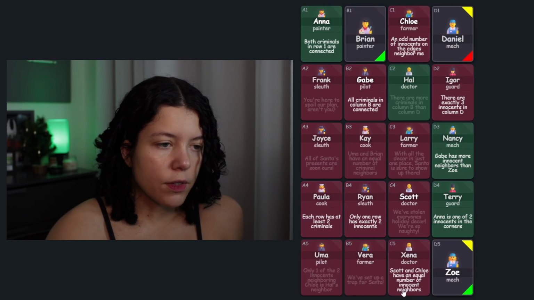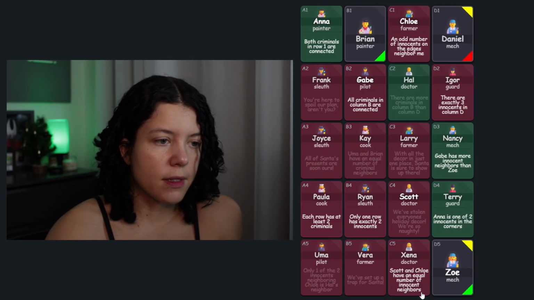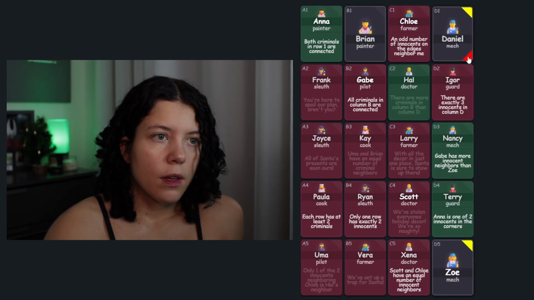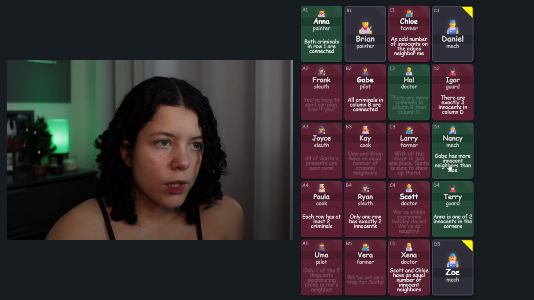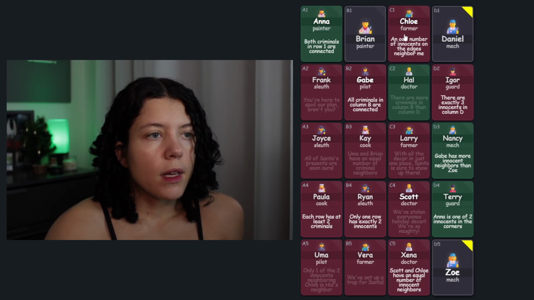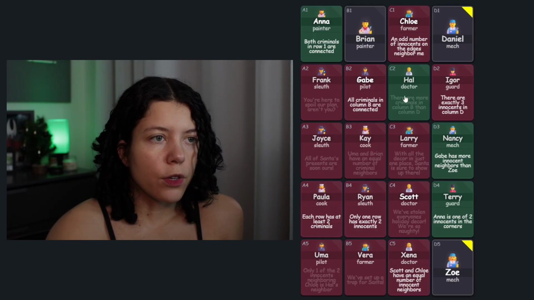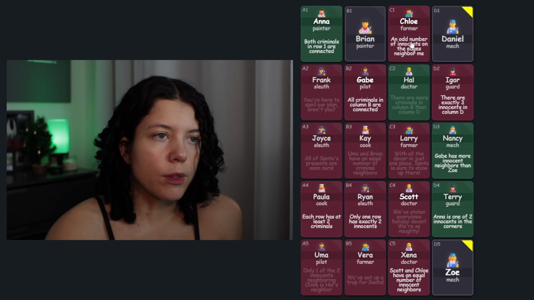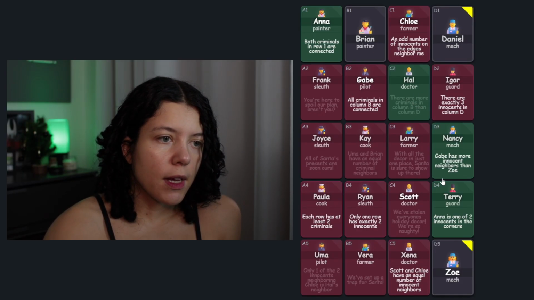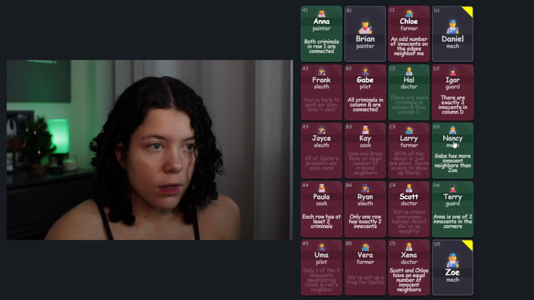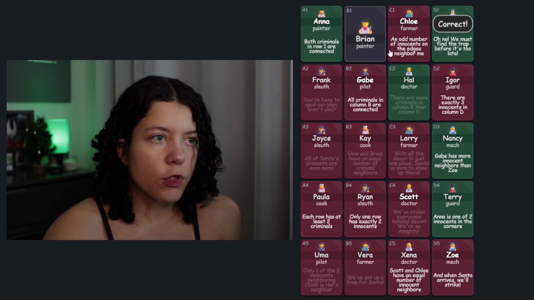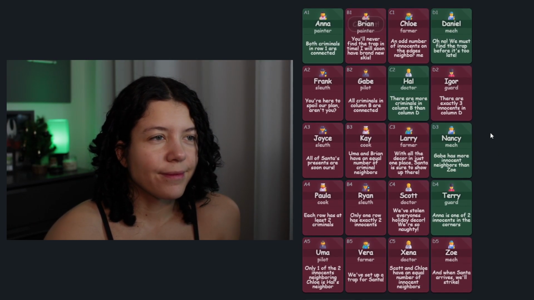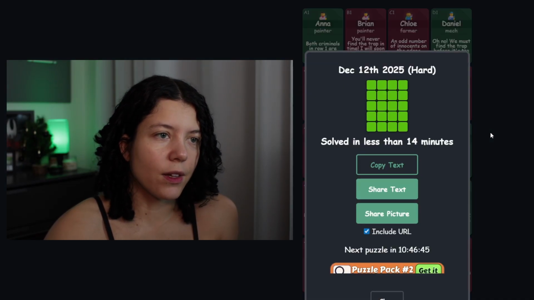Oh, Xena tells us that Scott and Chloe have an equal number of innocent neighbors. Where's Scott? Scott is here, and he has 2 innocent neighbors already. Chloe is gonna have for sure 2, because for now she has Hall, but she's gonna have one more who's either gonna be Brian or Daniel, which means that Scott couldn't have any more innocent neighbors. So now we know that Zoe is also a criminal for sure, and Daniel is an innocent, which makes Brian a criminal. Good, I'm glad I thought that through.